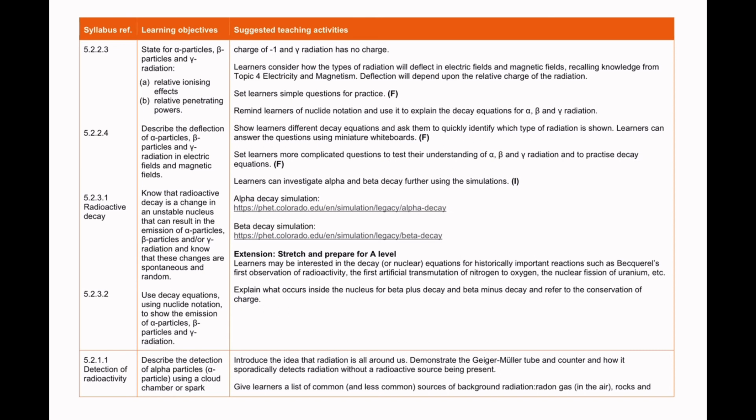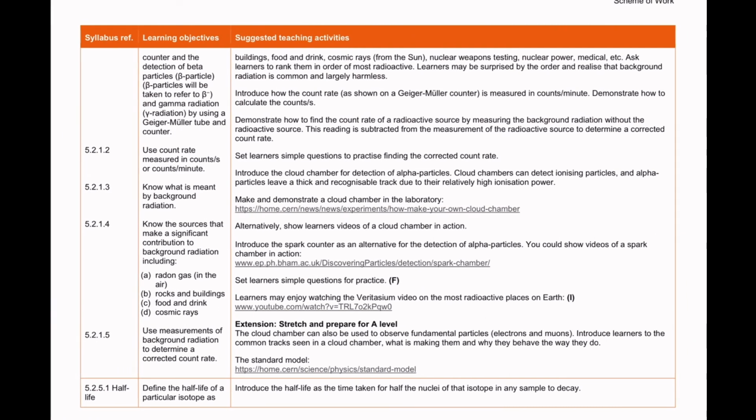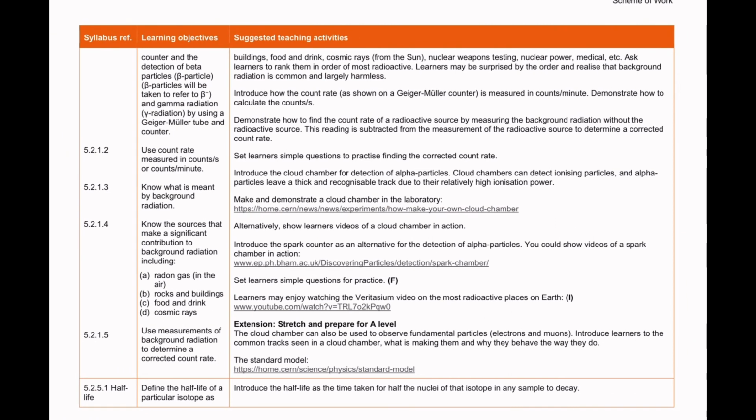Key concept. Detection of radioactivity. Learning objectives. Describe the detection of alpha particles using a cloud chamber or spark counter, and the detection of beta particles (beta-minus) and gamma radiation by using a Geiger-Müller tube and counter. Use count rate measured in counts per second or counts per minute.